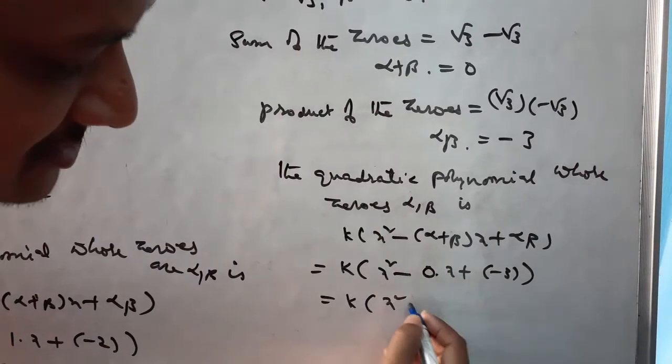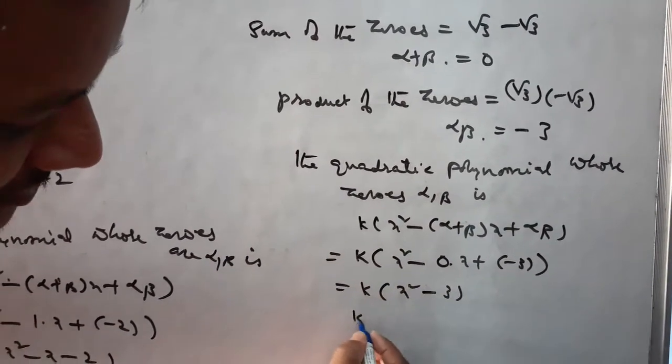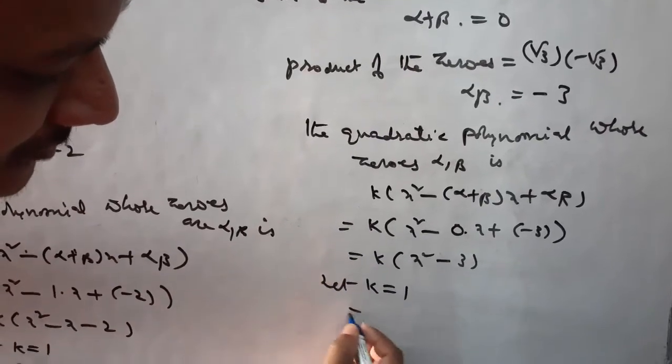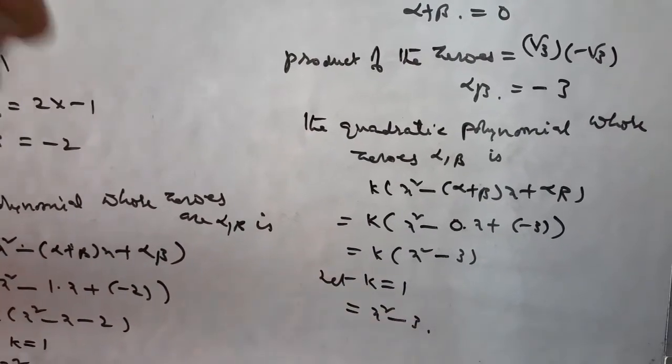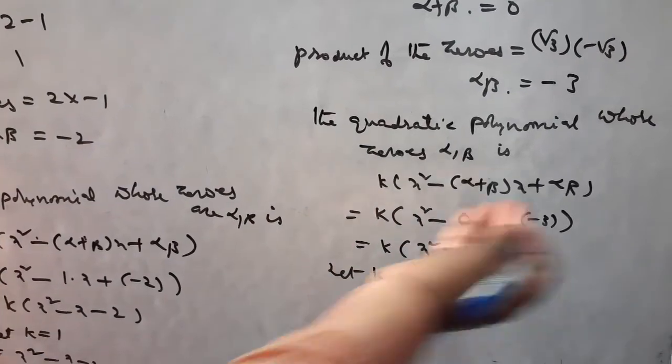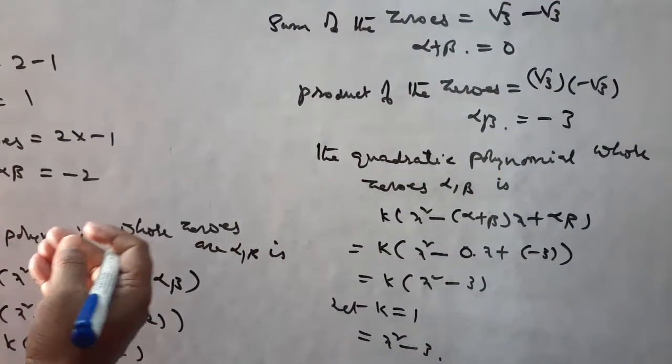If you add 0 to something, we will get something only. Here plus into minus is minus 3. So let k equal to 1. So we will get x square minus 3. This is a quadratic polynomial whose zeros are root 3 comma minus root 3.